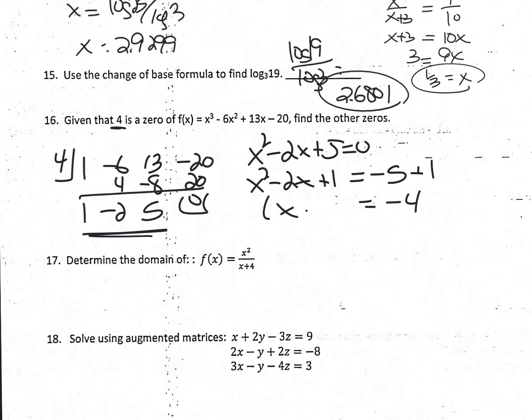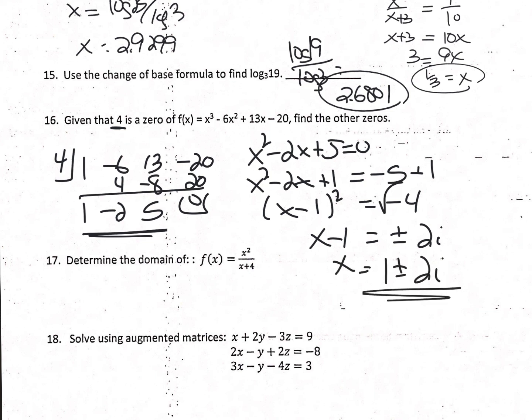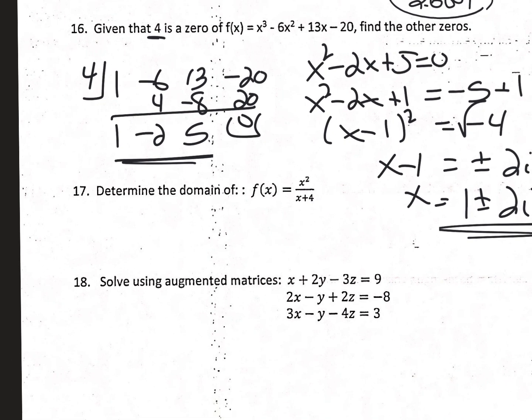If I factor this side, remember the half is what always goes in there. Half of -2 is -1. Take the square root of both sides. You get x minus 1. Over here, you get plus or minus 2i because it was negative when you take the square root right there. Last step, just move the 1 over. You get 1 plus or minus 2i. Got it.